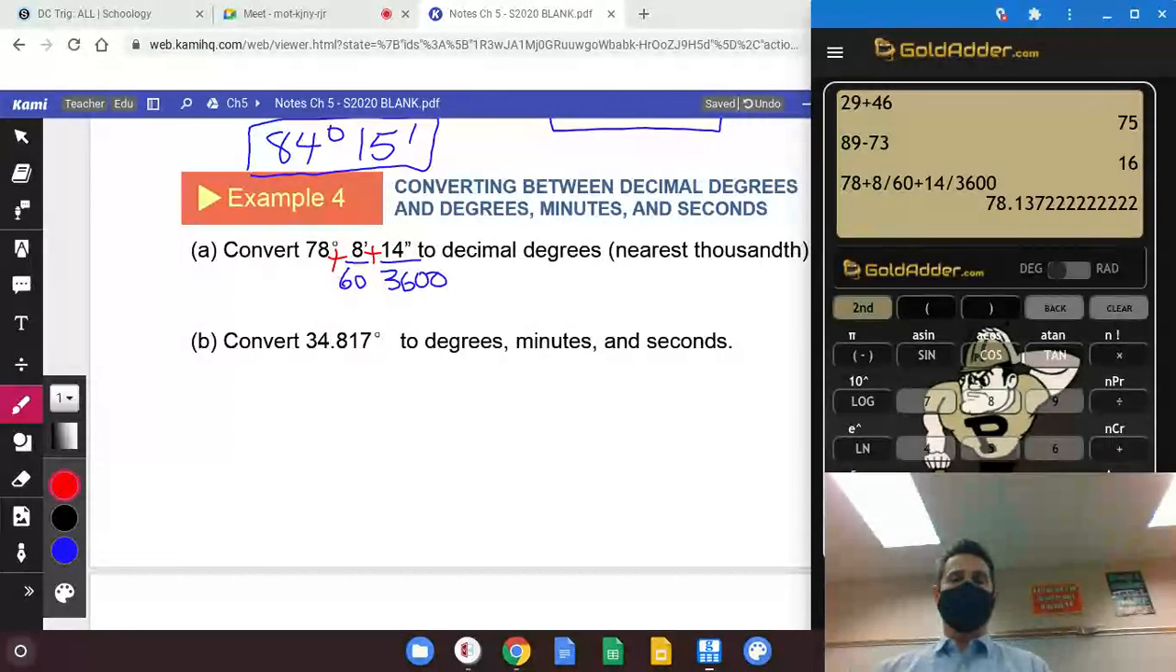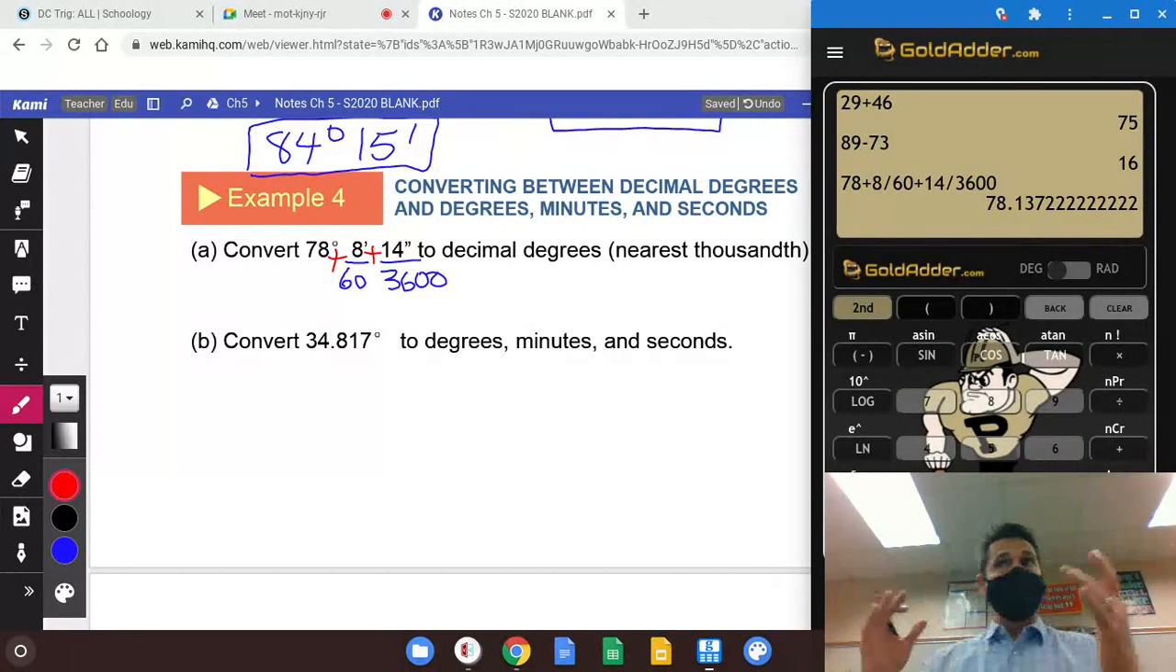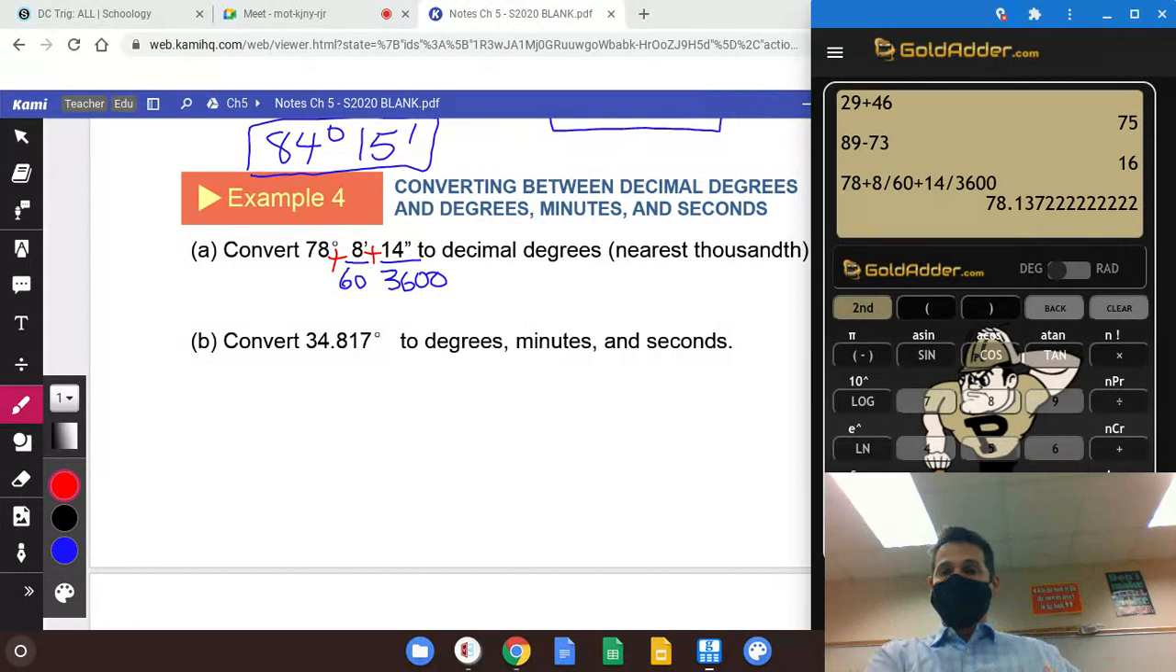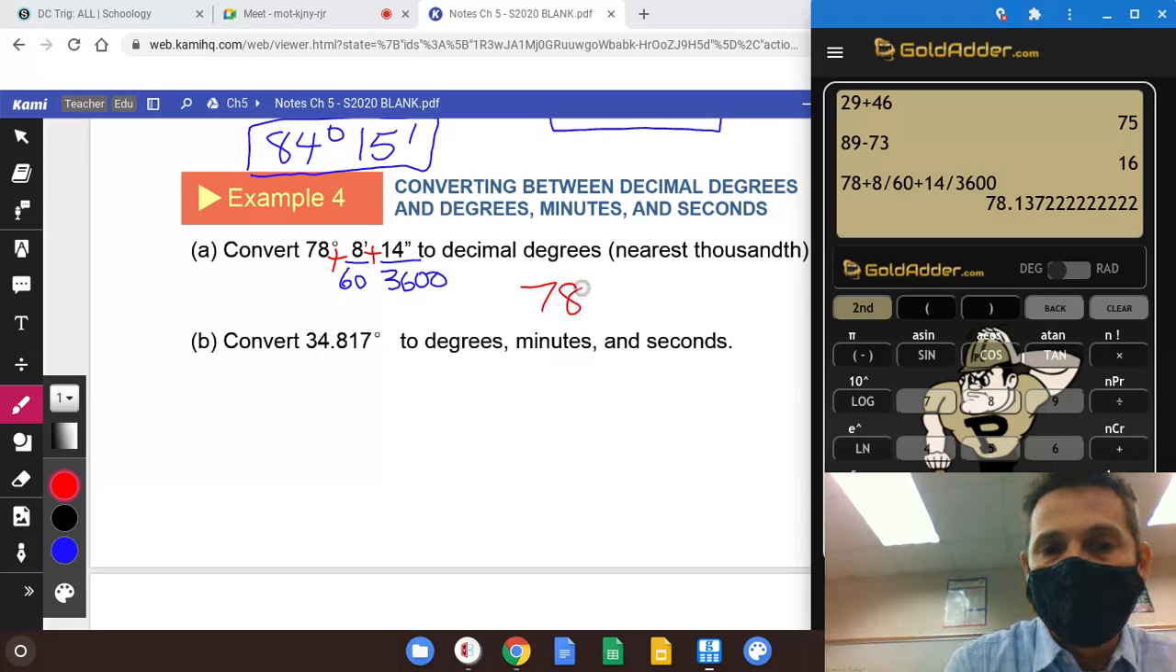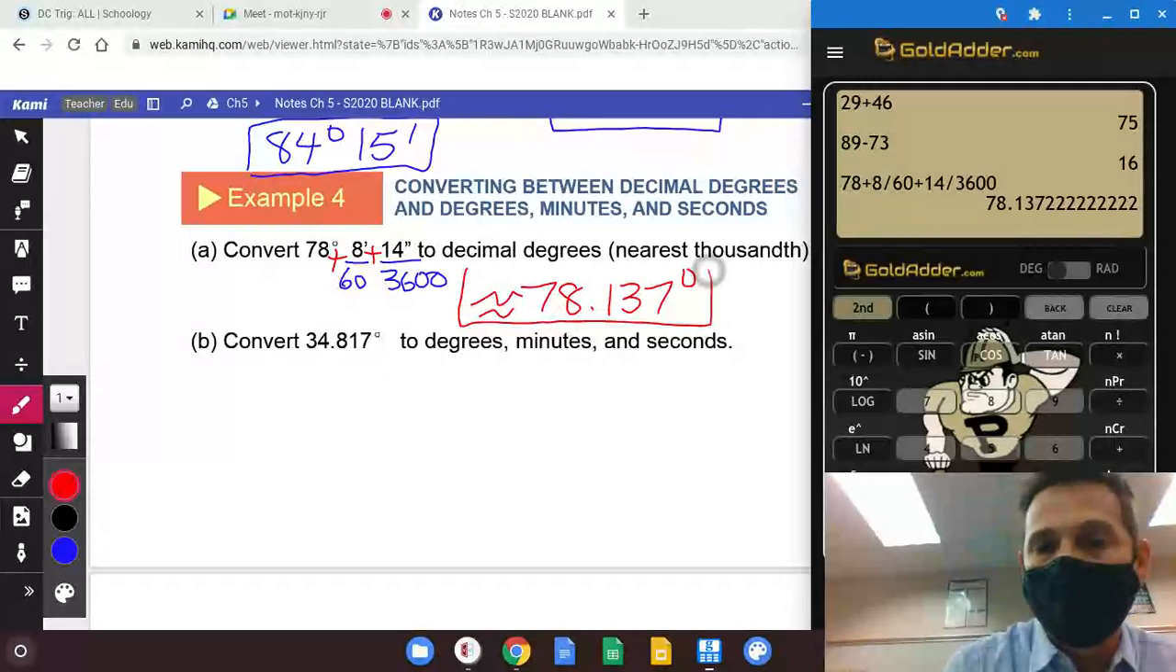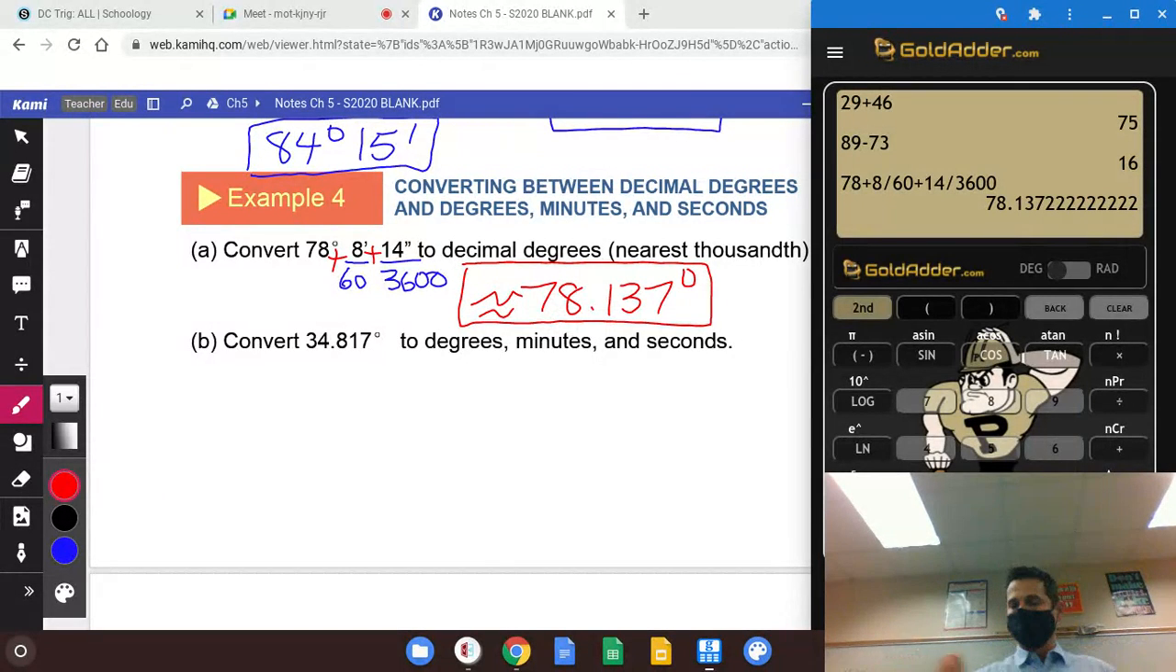78.137 repeating. Notice, like we thought, we knew it was going to be 78 point something, right? We knew it was going to be less than 78.5. So here we are, 78.137. It says round to the nearest thousandth, so 137. 78.137 degrees. You can put a little squiggle there if you want to show that that was rounded off.